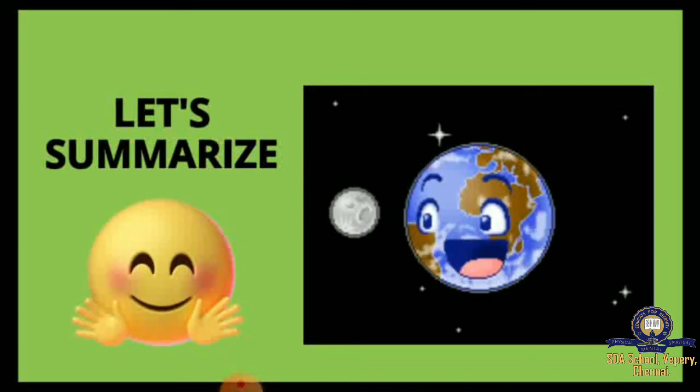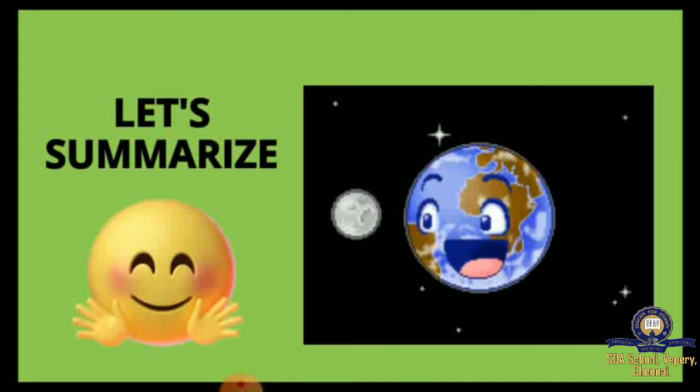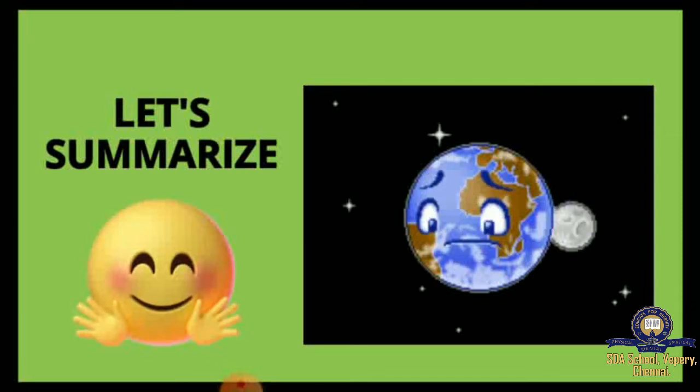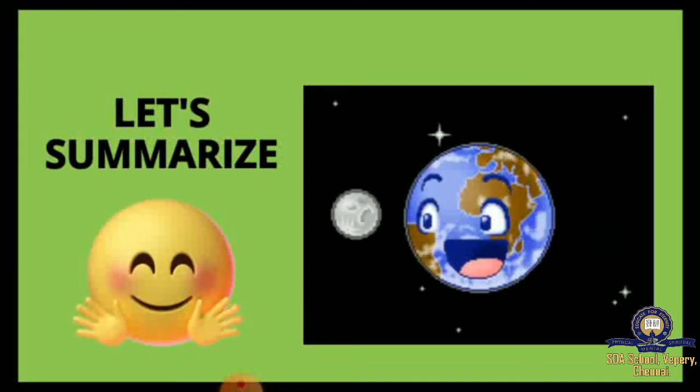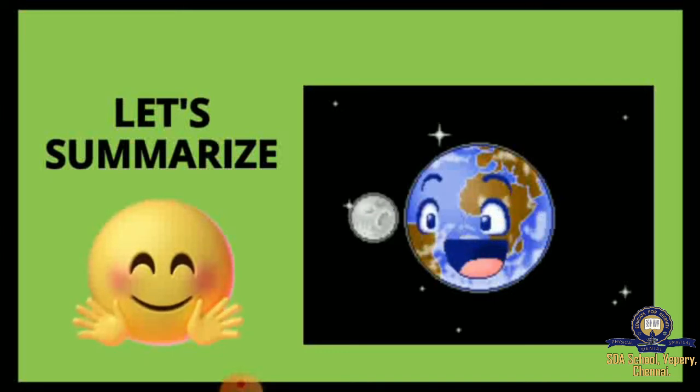It takes the Earth about 365 days or 1 year to complete one revolution. Earth orbits the Sun at an average distance of 149.60 million kilometers, and one complete orbit takes 365 days, that is 1 year.